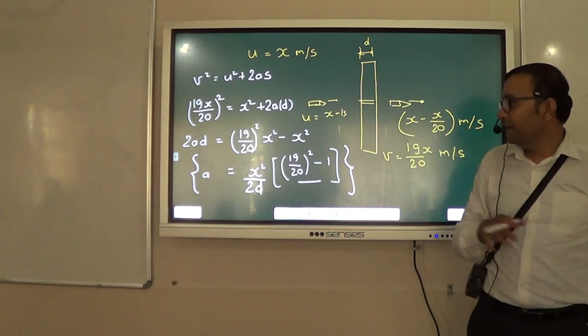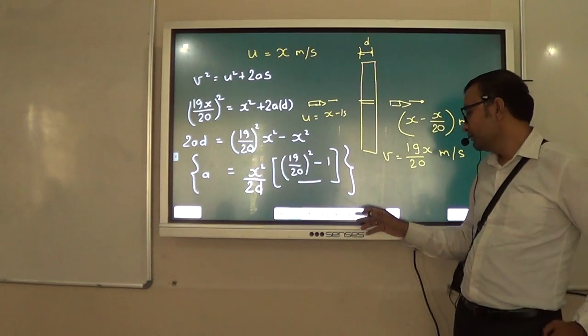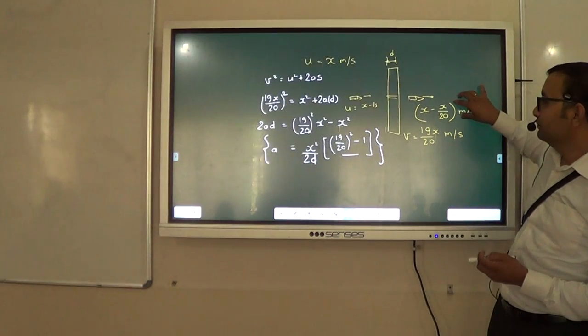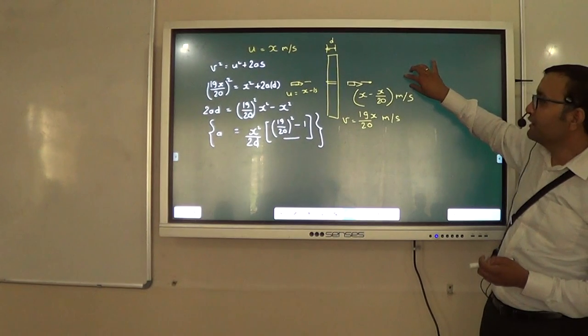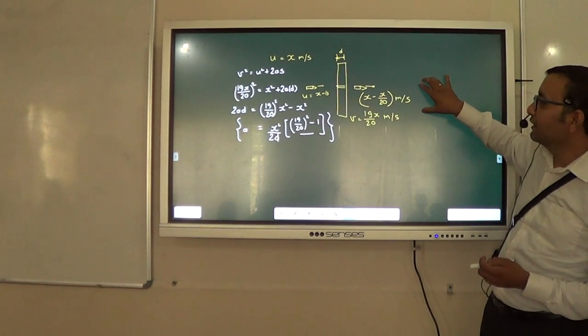Initial velocity is x, final velocity should be 0. See, the last few questions are difficult. I can understand.